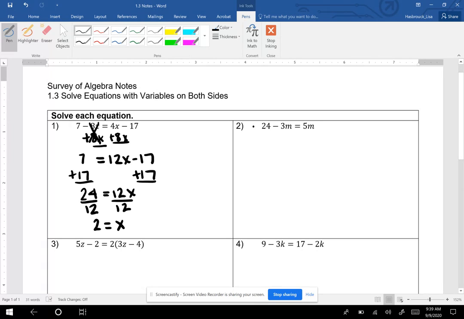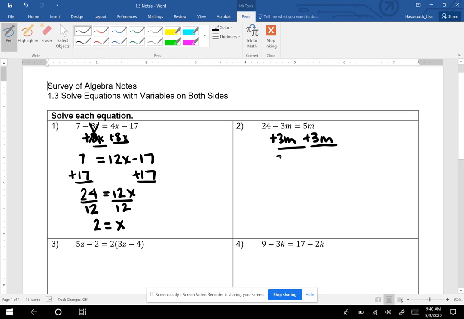Let's go ahead and move on to problem number 2. 24 minus 3m equals 5m. Since the m is alone on the right, notice there's no plus or minus a number there, I would move the 3m. If there's ever a variable alone on one side, that's the side you want to move all the variables to. So I'm going to start by adding 3m to both sides.